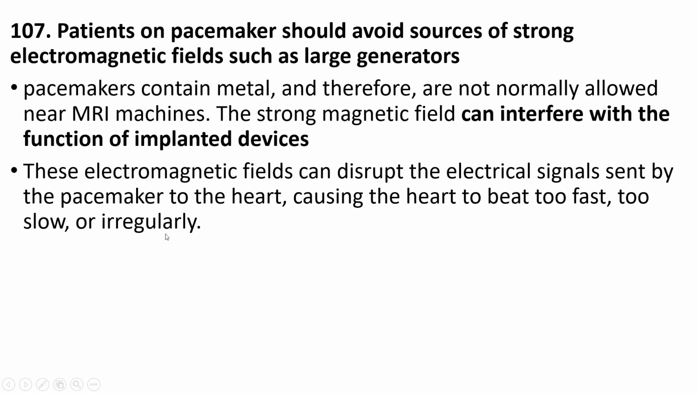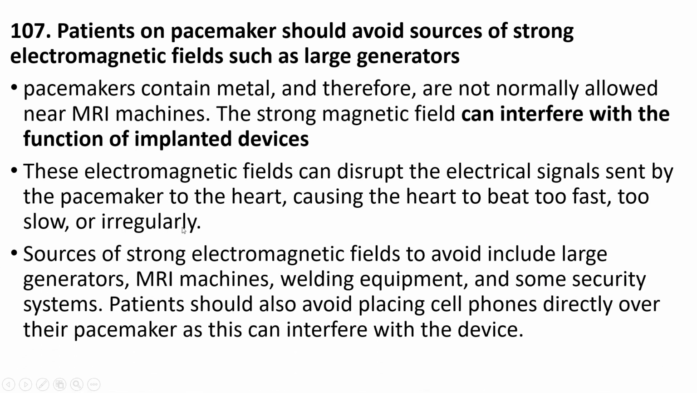Sources of strong magnetic fields to avoid include large generators, MRI machines, welding equipment and some security systems. Patients should also avoid placing a cell phone directly over their pacemaker, as this can also interfere with the device.